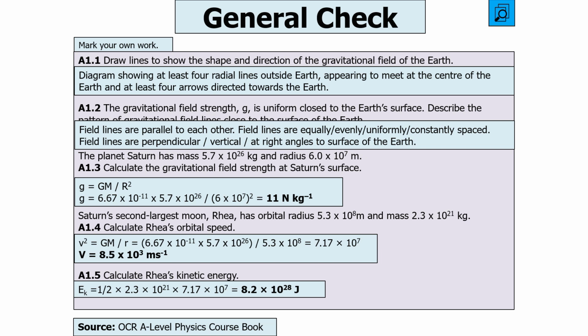Kinetic energy is a half mv squared. The very famous equation still works in this context. So it's a half mv squared. We've just worked out v before, so therefore it's 8.2 times 10 to the 28 joules.